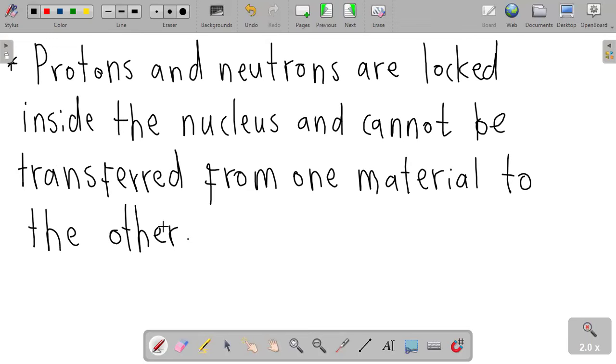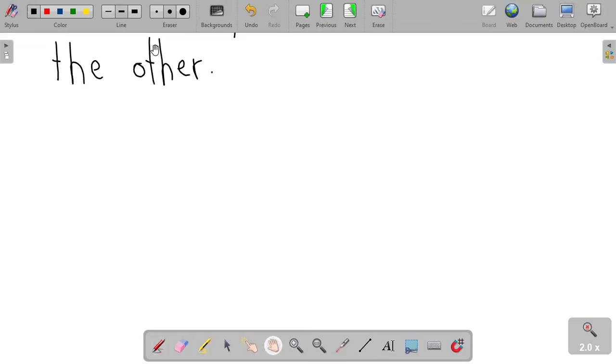This is going to be very important when we start talking about friction, because friction is where the electrons start making movements between materials. If, say, for example, we have a rod here, and we have another rod.